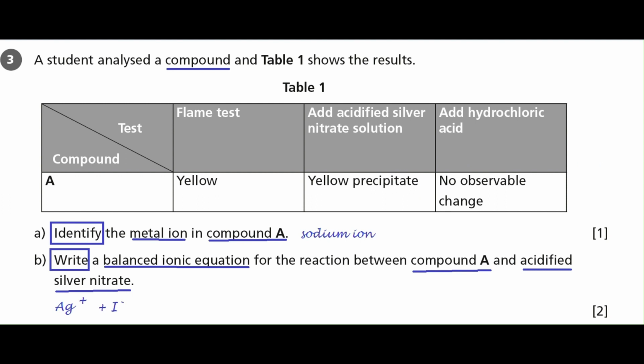So the silver ion will react with the iodide ion, and this is a one-way reaction. It's not reversible, so we're going to do a goes to arrow. And what it makes is a precipitate of silver iodide, AgI. So what are the marks for? You get 1 mark for correctly identifying the reactants, the starting ions, and 1 mark for correctly identifying the product.